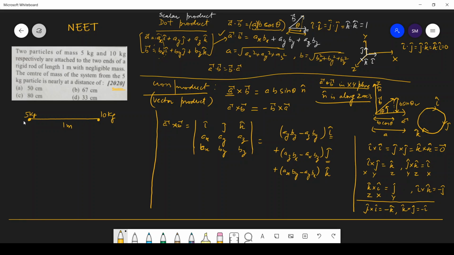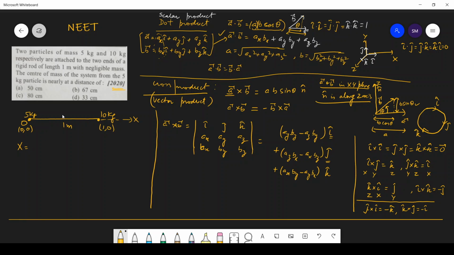So obviously from 5 kg, you need to consider this 5 kg as origin. The advantage will be its coordinates are 0, 0. And what will be the coordinates? This is simply the x-axis, so obviously it's 1, 0. You don't need a y-axis. There is no y-axis. So what is the center of mass from 5 kg? How much distance? Can you calculate it?